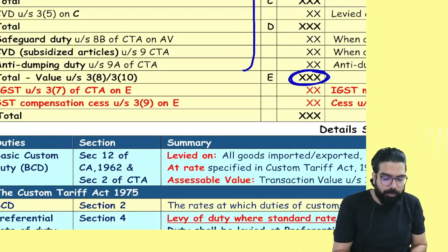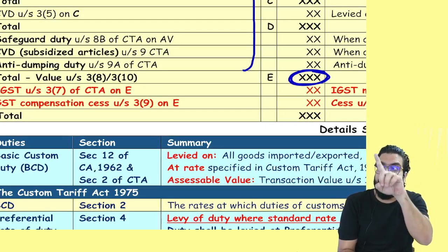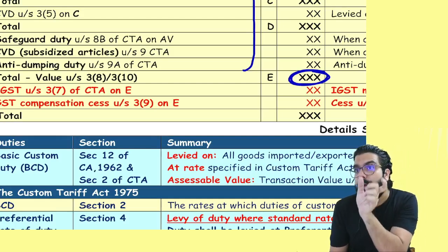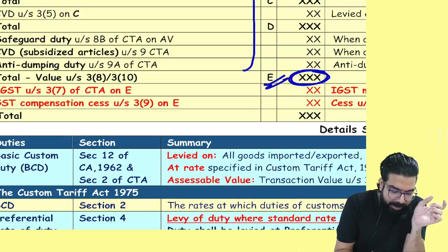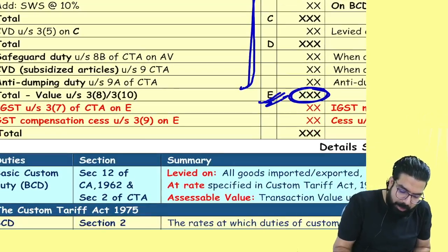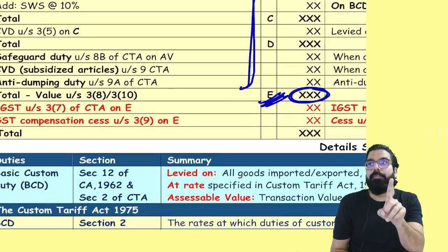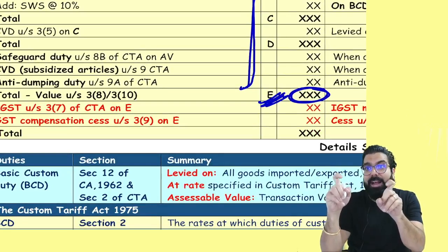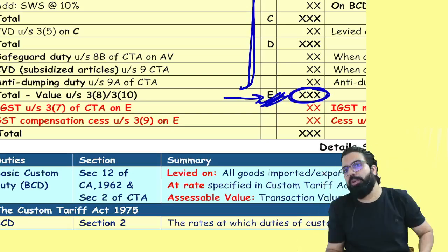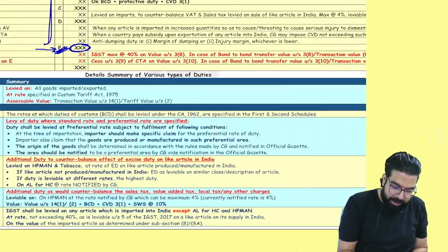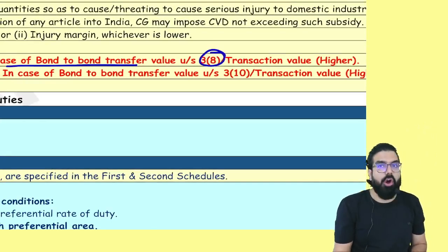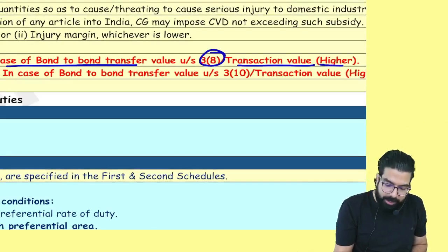In case of bond to bond transfer, on what amount do you have to pay? Custom duty is paid normally. But IGST is to be paid on what? On the section 38 value. What is the section 38 value? After you add all the duties, the value which comes will be the section 38 value or the transaction value, whichever is higher. Remember one thing, section 38 value or the transaction value, whichever is higher. I have written over here that in case of bond to bond transfer, it is the section 38 value or the transaction value, whichever is higher.